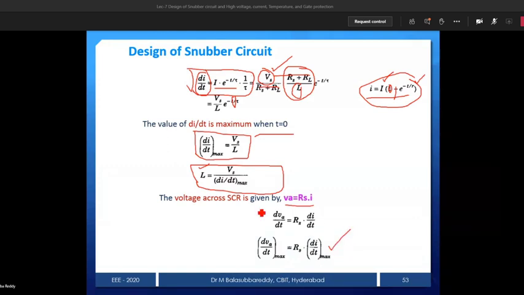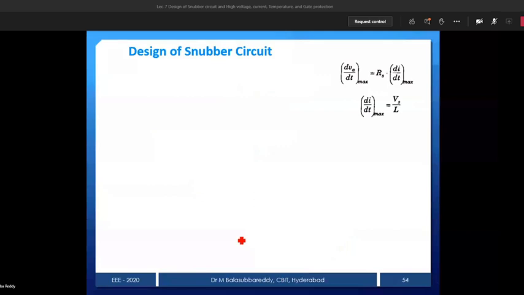Then what is the di by dt max? That is nothing but Vs by L. Just substitute here, then what can I get? Rs into this value, Vs by L. So this is nothing but dV by dt maximum. So that's what I mentioned here. You can see that dV by dt max is equal to Rs into di by dt max. Di by dt is nothing but Vs by L. You substitute here, we'll get the value of dV by dt maximum.